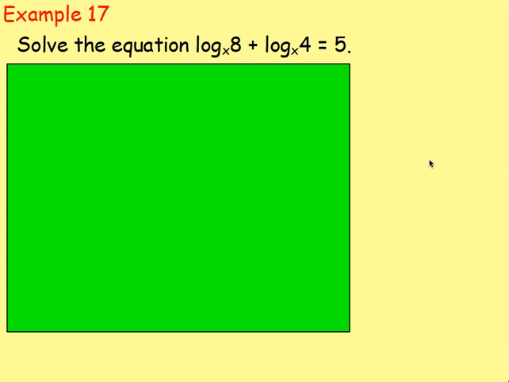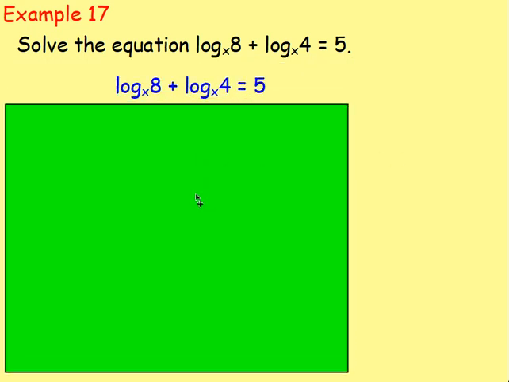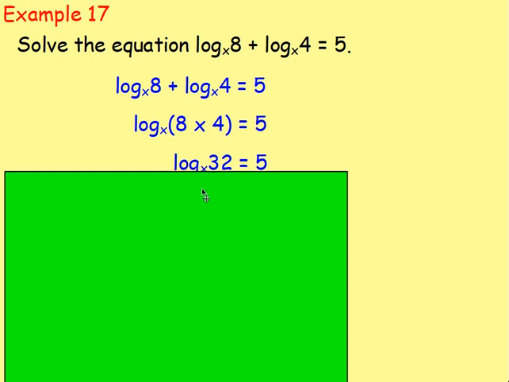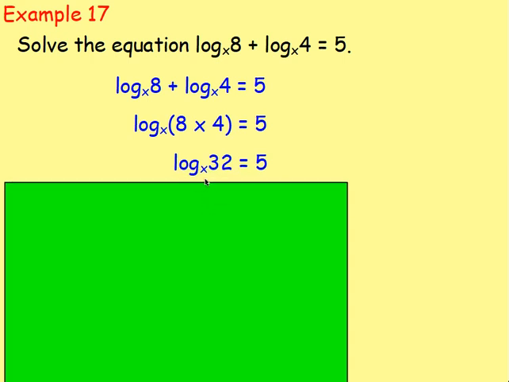Solve the equation log base x of 8 plus log base x of 4 equals 5. With this one then, how would you start this one off? Good. What you notice is the base is the same. We've got log base x and log base x. When it's the same base and we're adding, well, what we can do is multiply these together. So it'll be log base x of 8 times 4. From there, 8 times 4 is going to give you 32. So we've got log base x of 32 equals 5.